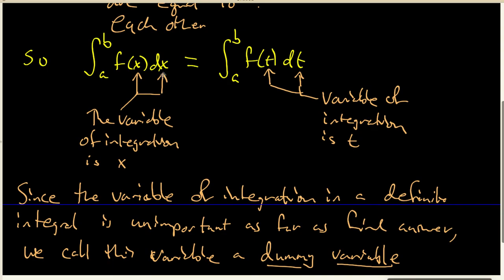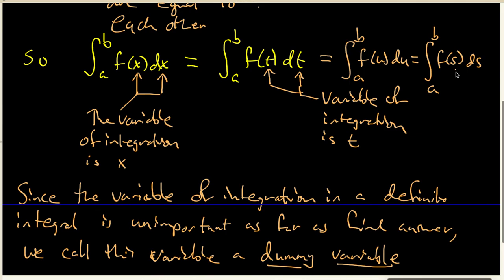And it's important to realize that it doesn't matter what we call the variable in a definite integral. I could even rewrite this if I wanted to as the definite integral from a to b of f of u du, or I could write it as the integral from a to b of f of s ds. The important thing is that the function's variable and the variable after the d have to agree. And in all of these integrals, the endpoints have to agree. As long as the endpoints agree and the function is the same, but we're simply changing the variable name, the answer doesn't matter, and that's why we call the variable of integration a dummy variable.